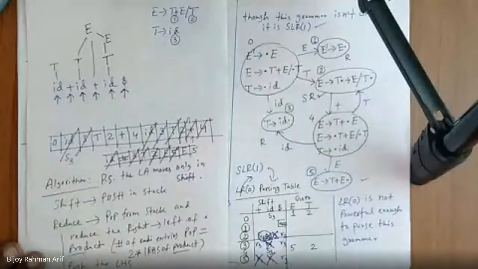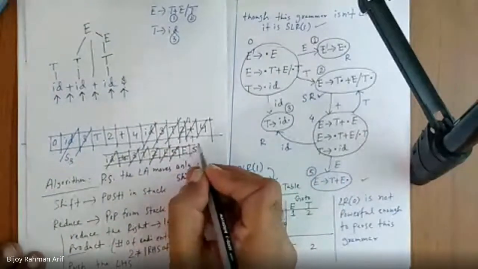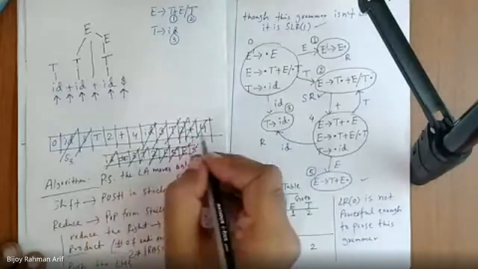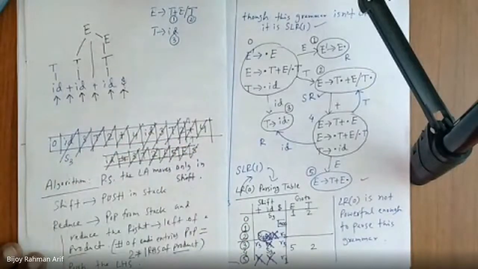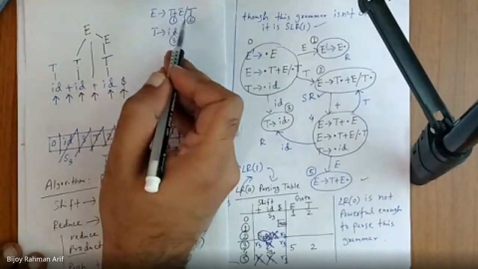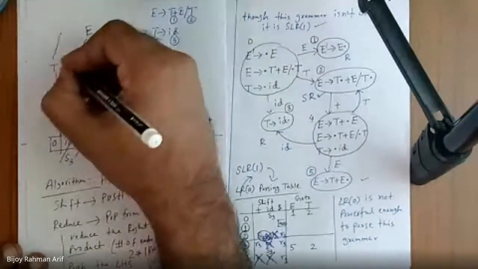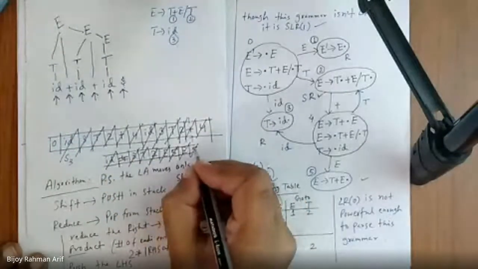Right. Now 5 is again saying dollar. Rule number 1. So again I'm going to pop 6. 1, 2, 3, 4, 5, 6. Okay. So what is the rule? T plus E is going to be E. So I'm going to push E.